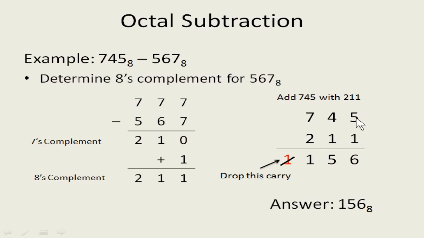You can see that 5 plus 1 is 6, 4 plus 1 is 5, then 7 plus 2 is 11. The reason is after 7 you got 10 and then 11. So you can write 1156. Now you are using only 3 digits, right? 3-digit numbers. You got an extra carry bit. That carry bit can be dropped. So you can cancel this and drop this value. The remaining 3-digit number is the answer for the octal subtraction. So 156 base 8 is the answer.